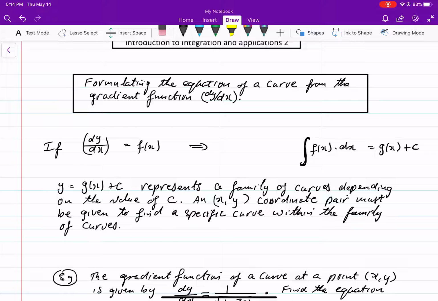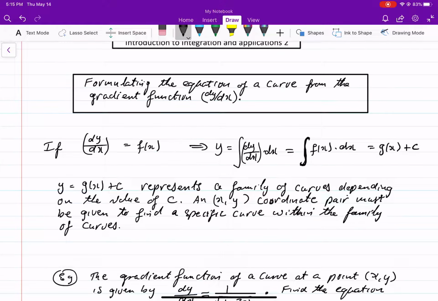That means to get back y, I have to integrate dy dx with respect to x, which means integrating f of x. And that will give me some g of x plus c. Y equals g of x plus c represents a family of curves depending upon the value of c. Now, c can have different values depending upon what point or points the curve passes through. An xy coordinate pair must be given to find the specific curve within the family of curves.